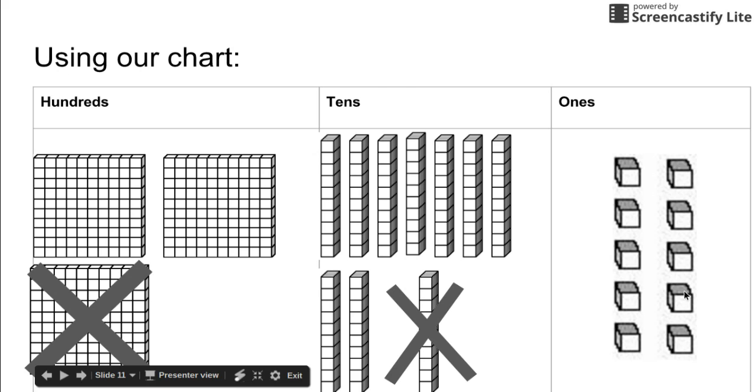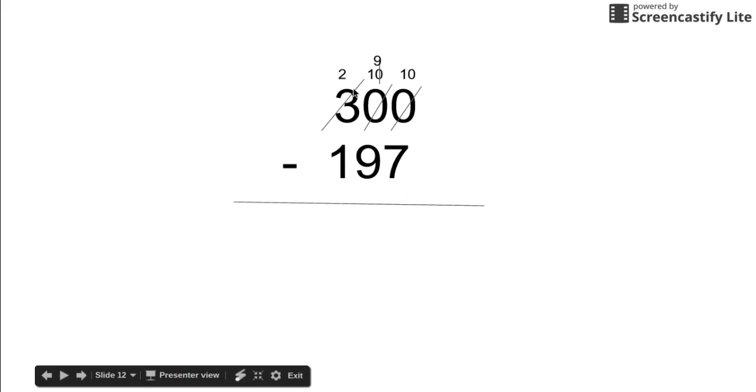The number looks different now. It has a 2 in the hundreds place. And now it has a 9. I've had to cross out my 10 because I don't have 10 tens anymore. I only have 9 of them. I had to take one of those tens to break it up. So I have 2 hundreds, 9 tens, and 10 ones.